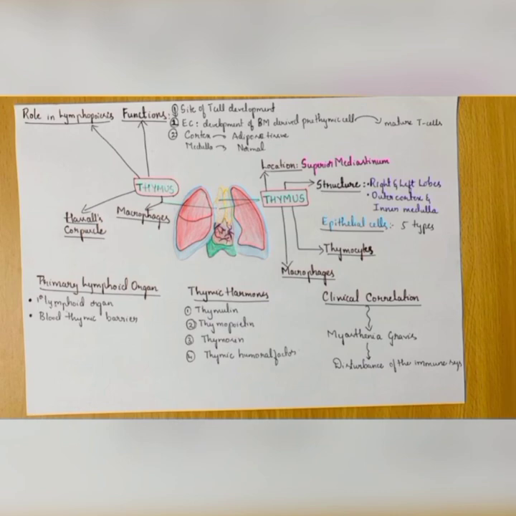Type 4 cells lie in the deepest part of the cortex and are also present in the medulla. They form a network which contains spaces. These spaces are filled by lymphocytes. And type 5 cells are present around the Hassall's corpuscles.